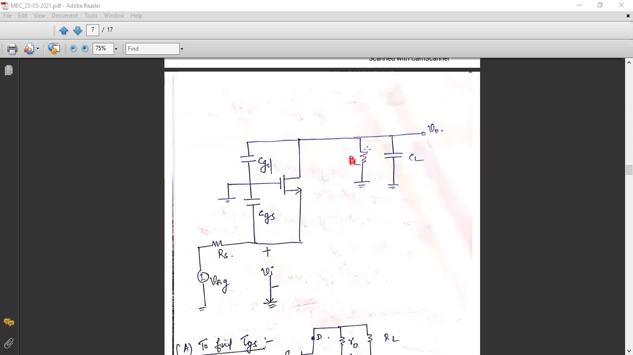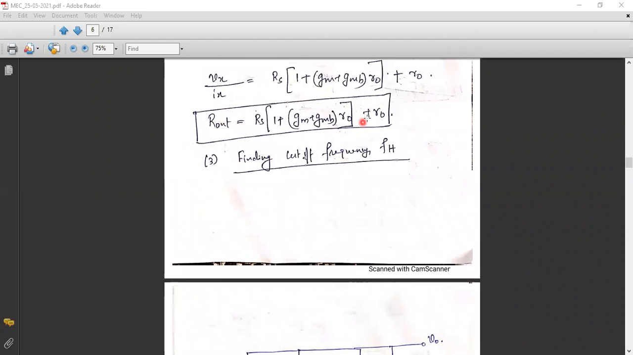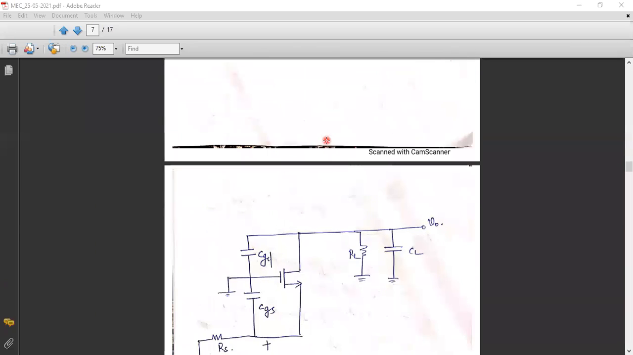But the thing is, apart from RL, we will have R out also, output resistance, which is a function of small letter r0, that is the internal resistance. And already we have computed it in the previous class. So this was the equation for R out in terms of RS and r0. So how can you write the expression for RGD, second case?